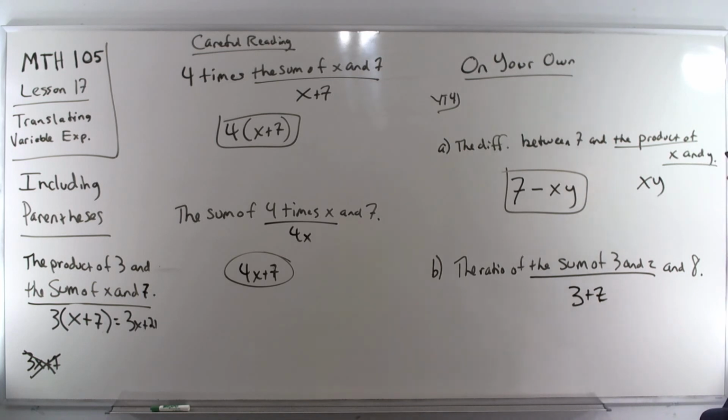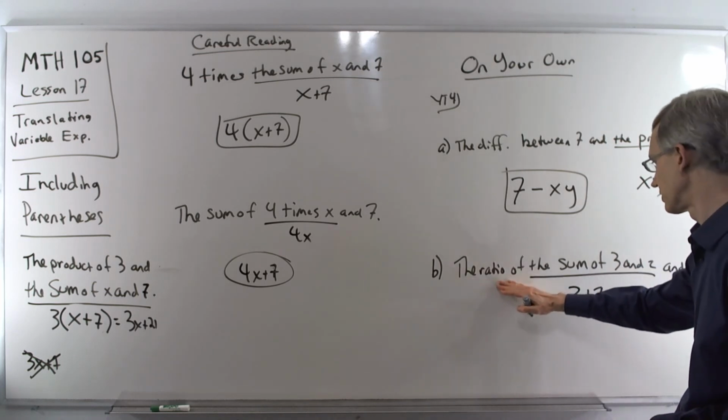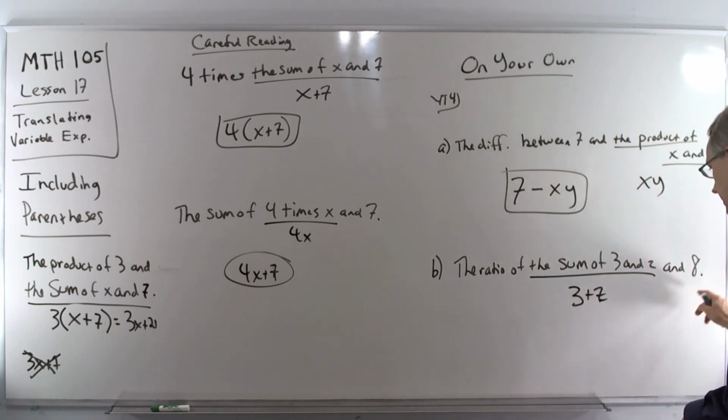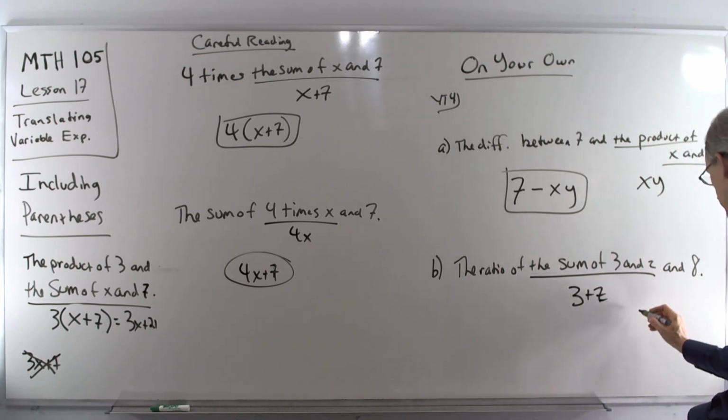All right, now we'll do the second part. The ratio, which is division of this thing and 8. So it's this thing divided by 8. 3 plus z over 8.